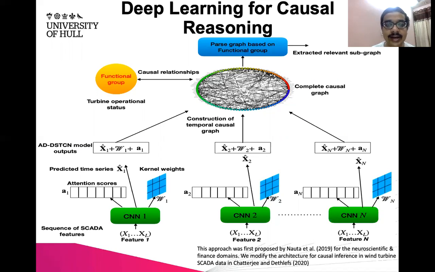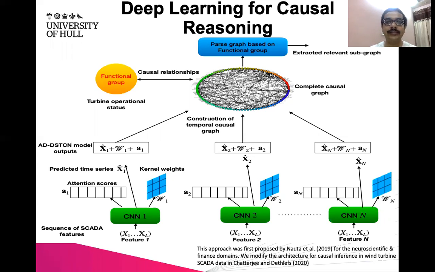And the basic idea here is that we would have multiple SCADA features from the turbine. And for these multiple features, we would have multiple CNNs, so convolutional neural networks with attention. So each CNN with attention would provide us not only an accurate prediction of the corresponding univariate time series. So suppose the time series is wind speed, the CNN1 would provide us accurate prediction of wind speed. CNN2 would provide, suppose, accurate prediction of power output. CNN3 would provide us accurate prediction of pitch angle. So just imagine that scenario.